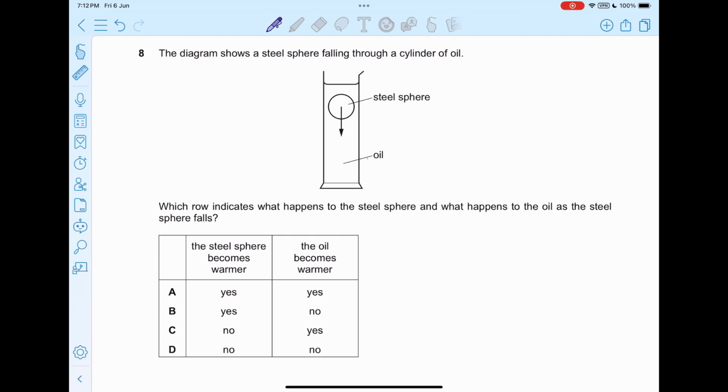The diagram shows a steel sphere falling through a cylinder of oil. Which row indicates what happens to the steel sphere and what happens to the oil as the steel sphere falls? So the steel sphere becomes warmer, and the oil becomes warmer. Those two are part of the answer. So they both should get warmer, so both should be yes. Answer A is correct. It's because of friction.